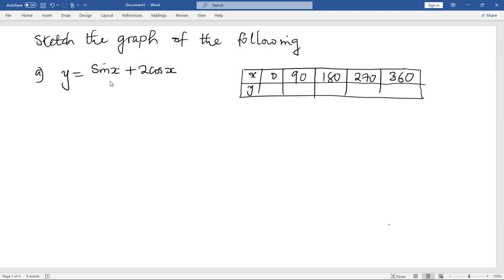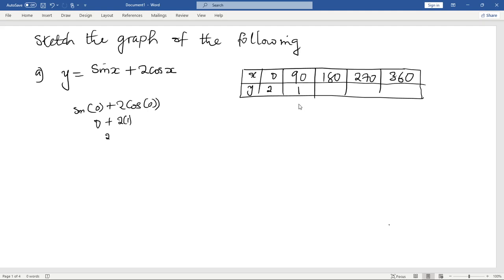So when x is 0, meaning that where there's x here, we put 0, so we say sin 0 plus 2 cos 0. Now we know that sin 0 is 0, and cos 0 is 1, so 2 by 1, we're simply going to get 2 here, meaning that when x is 0, y is 2. Now when x is 90, sin 90 we get a 1, but cos 90 is a 0, so the value here is simply going to be 1.